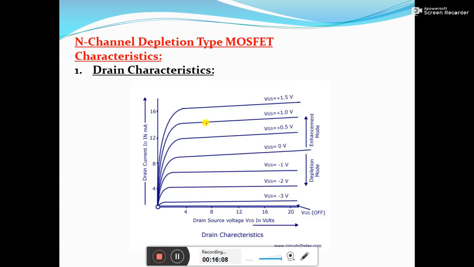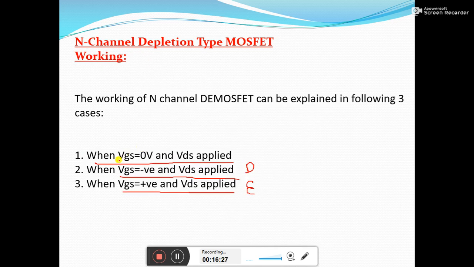So here you can clearly see from the characteristics curve. Whenever the VGS value is equal to 0, we get the maximum current value or saturation current value for the first case, that is IDSS. So this is for the first case, whenever VGS is equal to 0 and VDS value is applied.